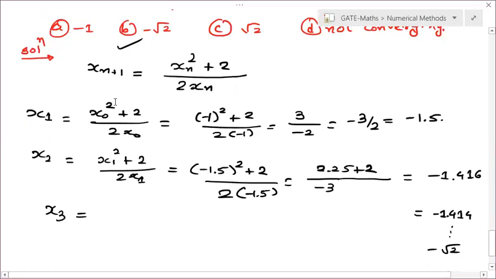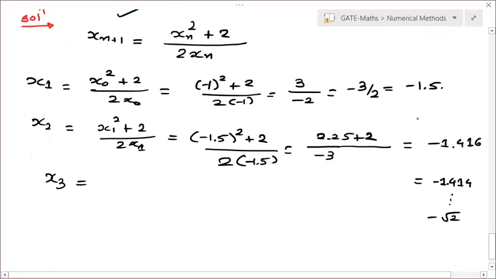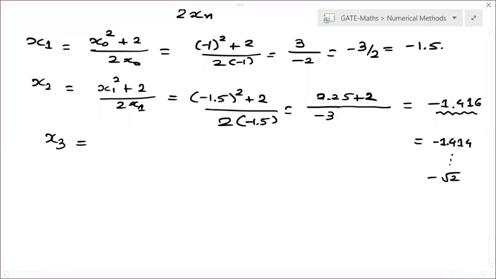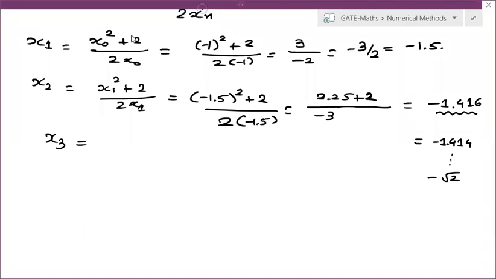No need to find x3. Even from x2 you can check which option is nearer. No need to go for x3. Now what is the shortcut over here? See here, first understand this.